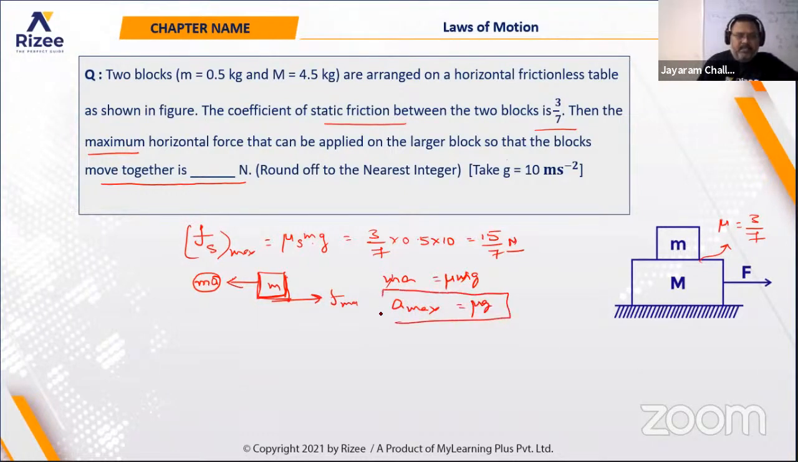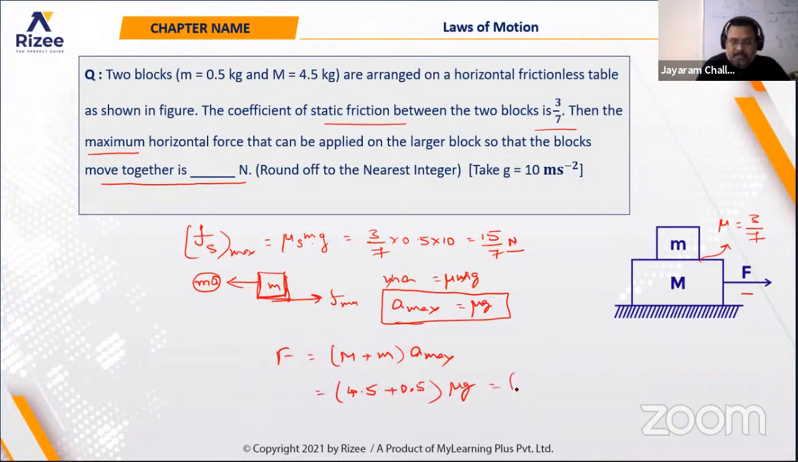So if the force F is applied so that the acceleration is maximum, then obviously your force will also be the maximum force. So the applied force can be written as, because both of them are moving simultaneously, both should have the maximum acceleration only. Then in that sense, your 4.5 plus 0.5 into what will be your maximum acceleration, that is mu into g.